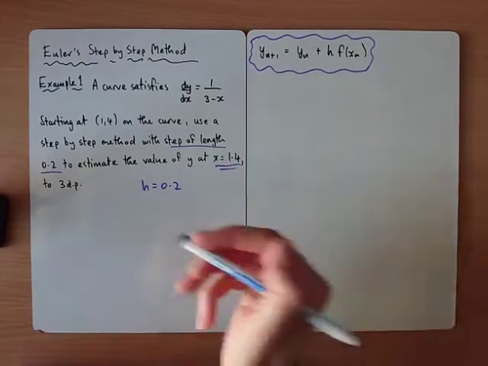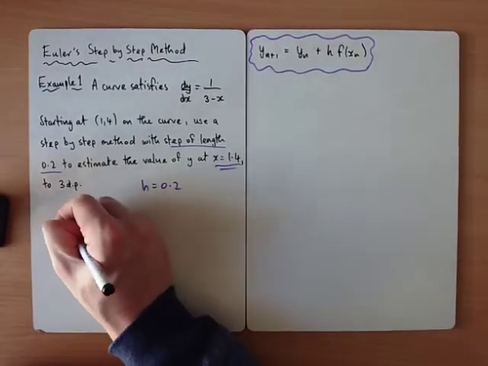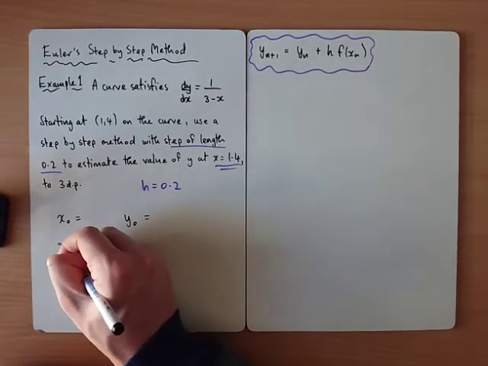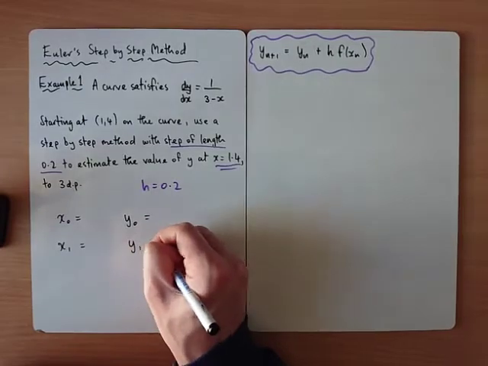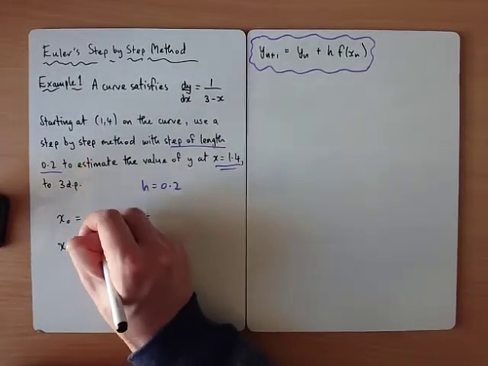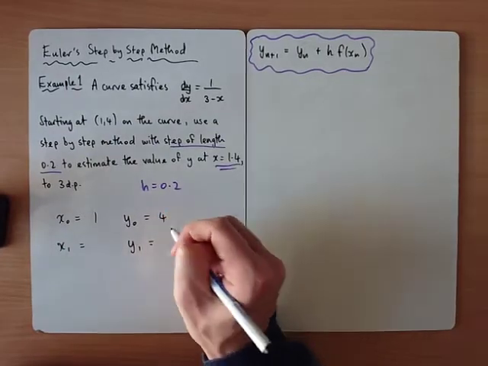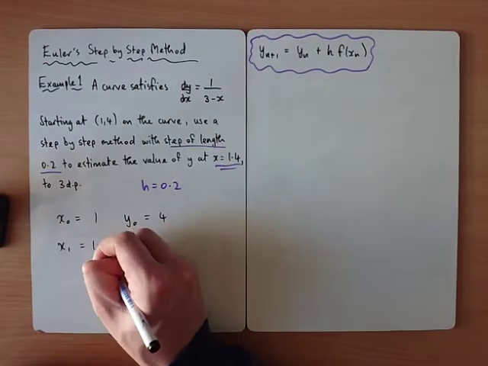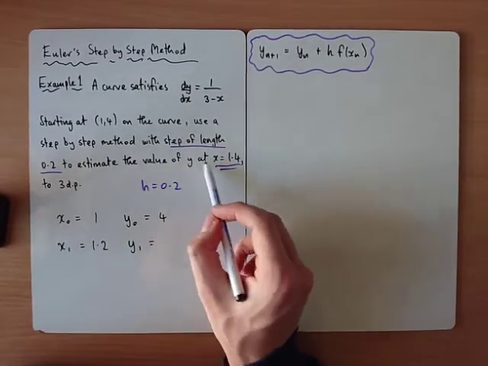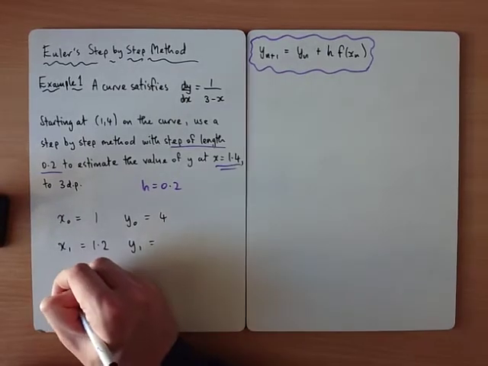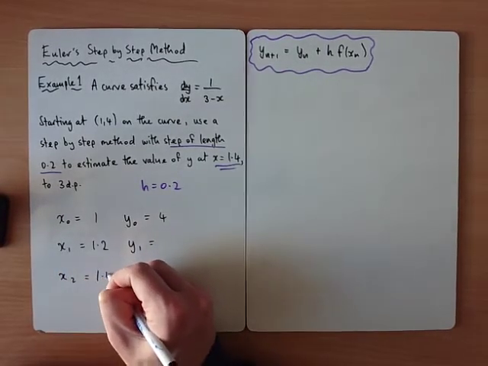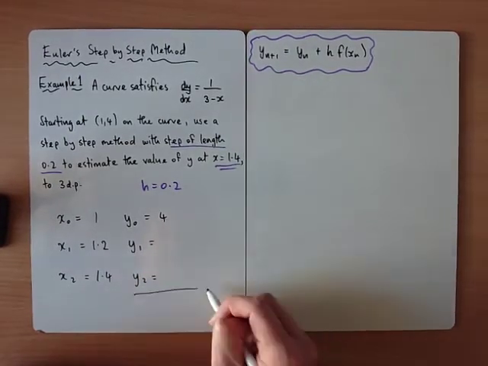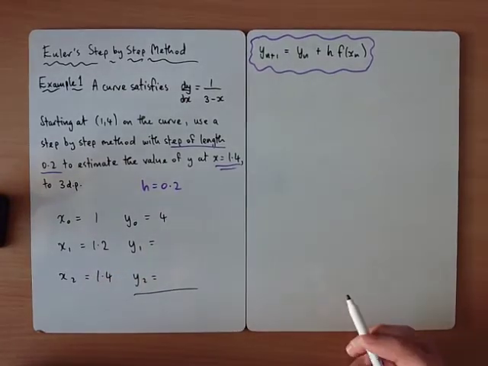So the way I would start to set this out is to just be clear on your notation, like what's x0, what's y0, what's x1, what's y1. If you think about it, so far we know that our initial x value is 1, our initial y value is 4. We're going up in 0.2s, so the next x value would be 1.2. Now we're asked to figure out what y is when x equals 1.4, so we're going to have to use this iterative process twice, because that's the thing that we're being asked for. When x equals 1.4, what does y equal?